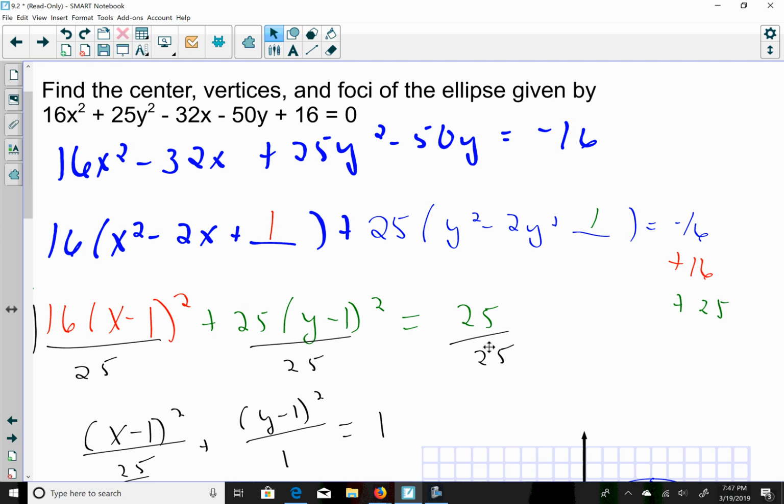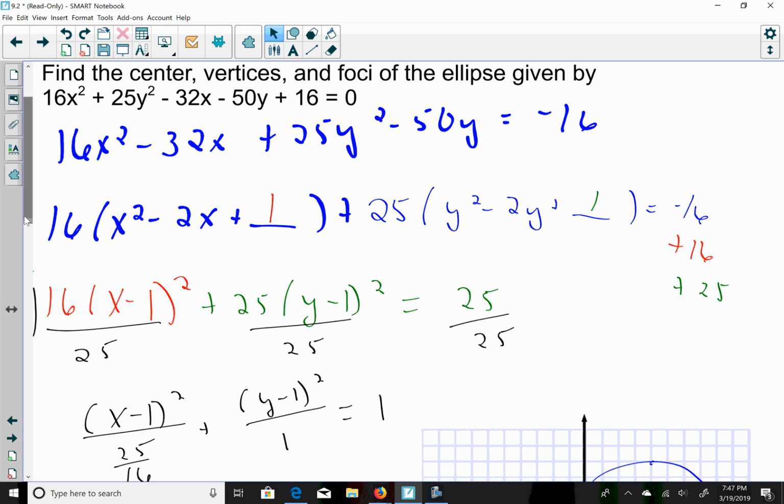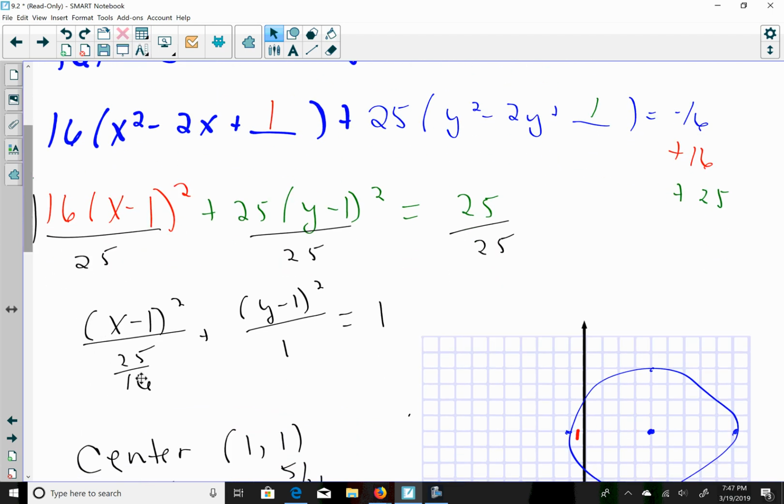I'm going to divide everything by whatever this number is. So I divide all three terms by 25. When I did that, I ended up with 25 sixteenths and 1 for my denominators. This I divided both the numerator and the denominator by 16, and that's how I ended up with that 25 sixteenths. My center is going to be (1, 1).